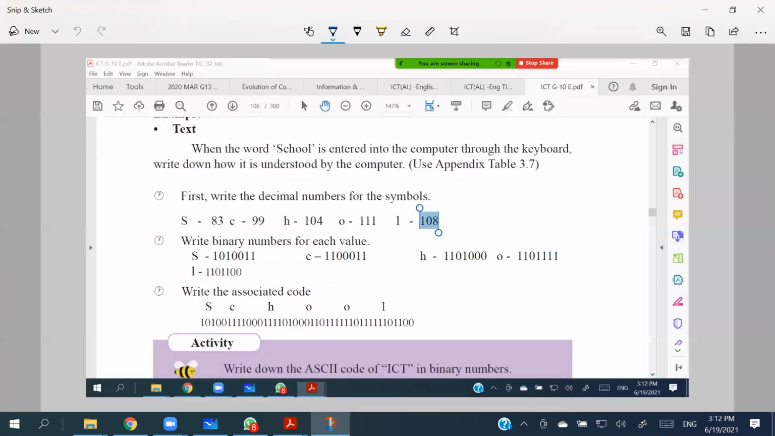Now you know the alphabet, right? So here they have capital S, simple C. This is a capital word. Simple C, simple H, simple O, simple L.